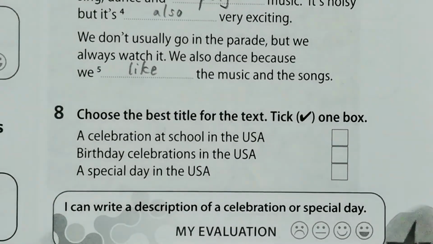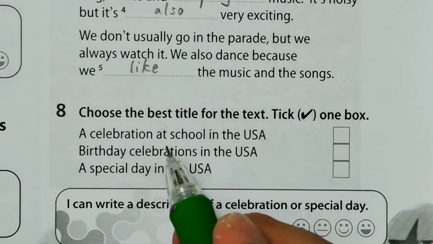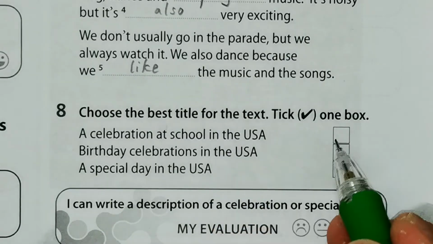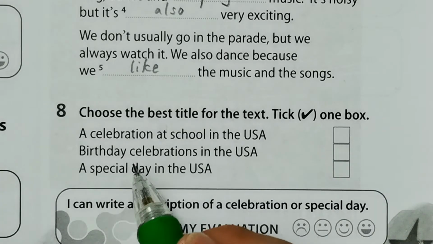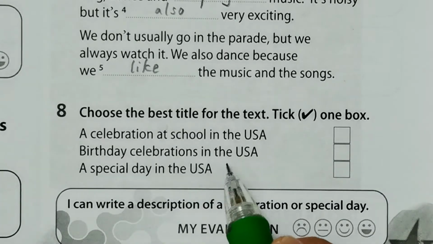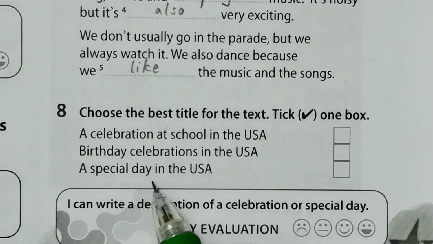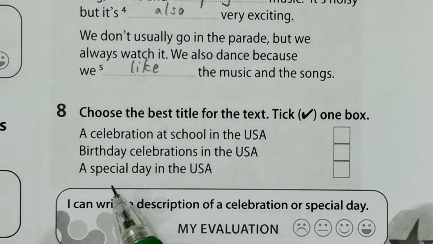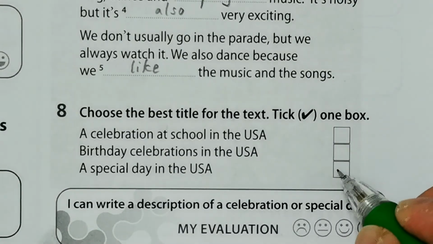And number 8, choose the best title for the text. A celebration at school in the USA. This is not best enough. Birthday celebrations in the USA. No. A special day in the USA. This is Thanksgiving Day, so this is a special day. So you take the third option here.